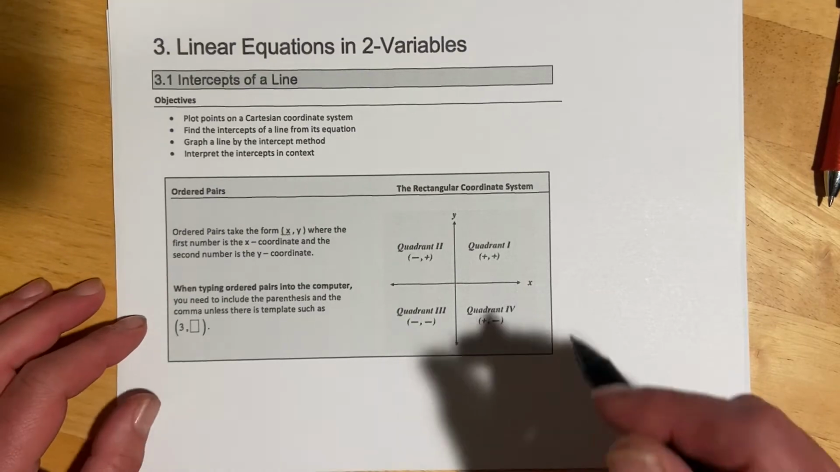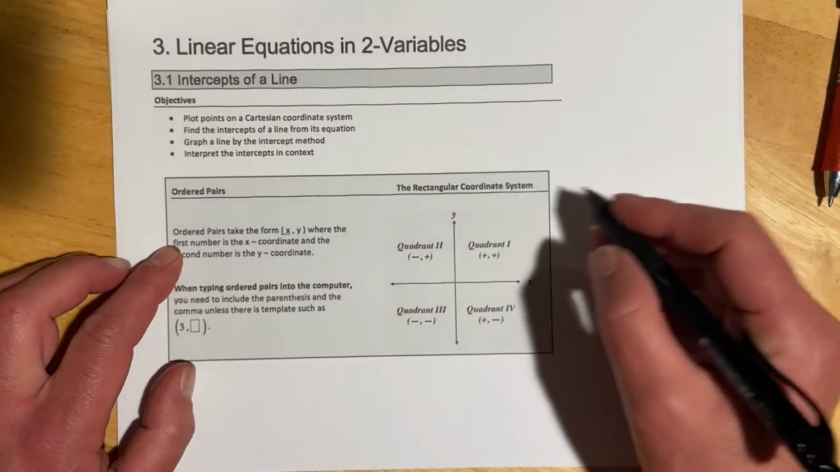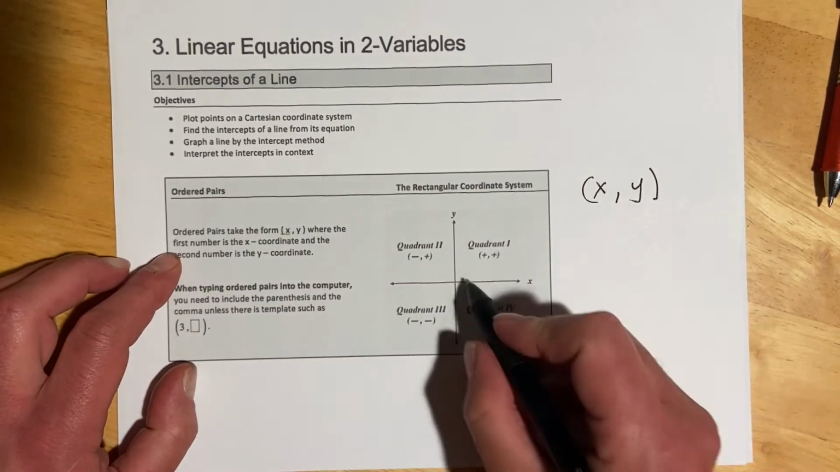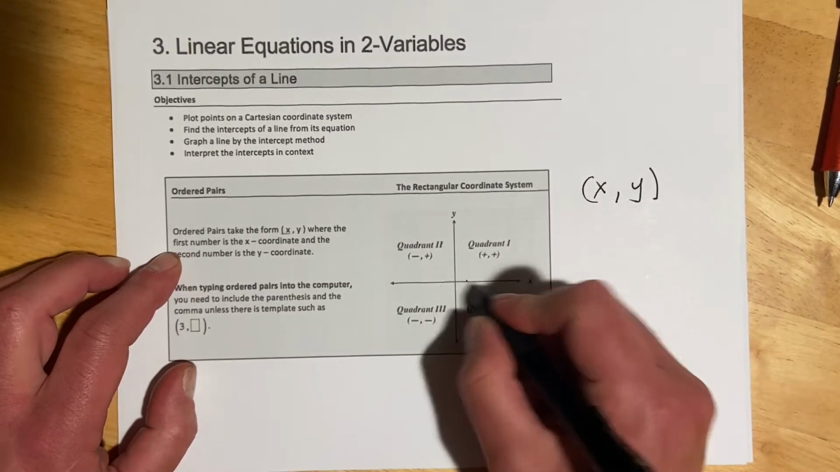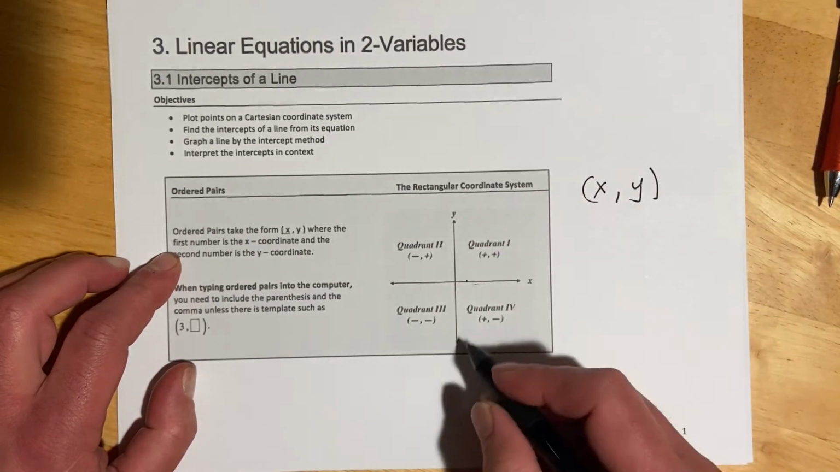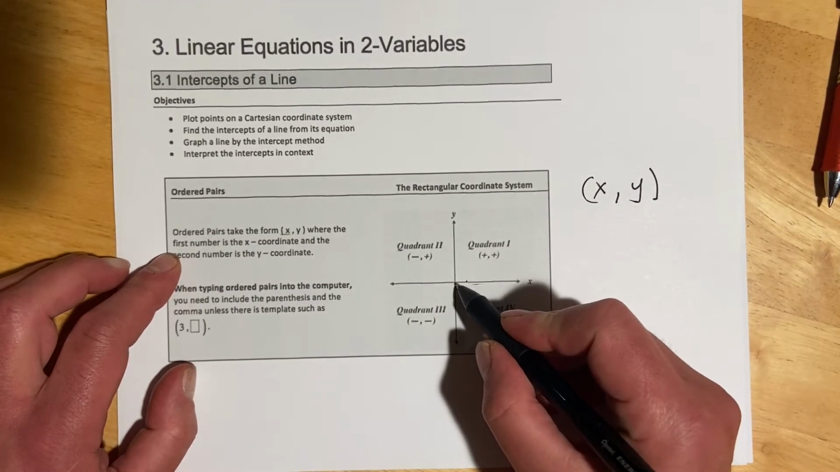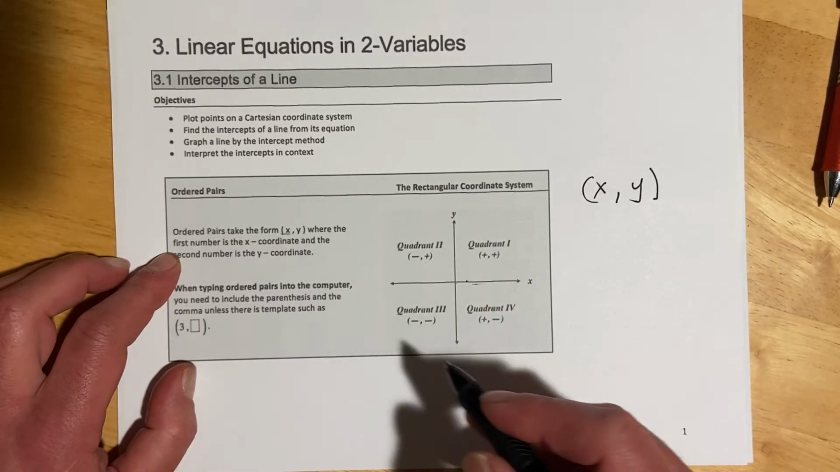One thing about ordered pairs: they take the form (x, y). Let me write that a little bit bigger. And so this is how we were plotting points. So x is going to be our horizontal coordinate, and then y will be our vertical coordinate. So this represents a single point, so it'd be like we would be counting over so many in x and so many up or down in y.